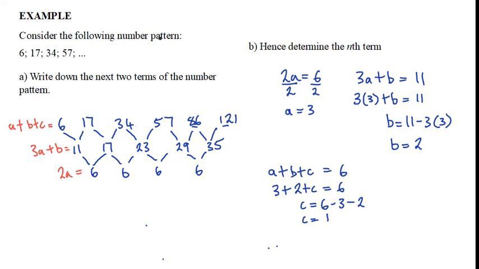So now we've got our general term. Tn is equal to 3n squared plus B is 2, so that's 2n, plus C is 1, so that's 1. So that is the nth term of this particular sequence.